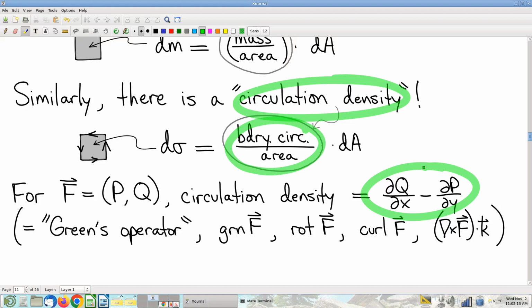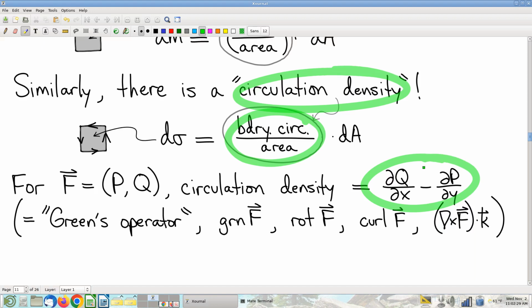I think it's more important to understand how to interpret this as circulation density, right? To kind of get what that means, than it is to know how to derive the formula, which is details. Okay. All right, so it's a very important quantity. I like to call it Green's operator because it's the major player in Green's theorem that we're about to state.